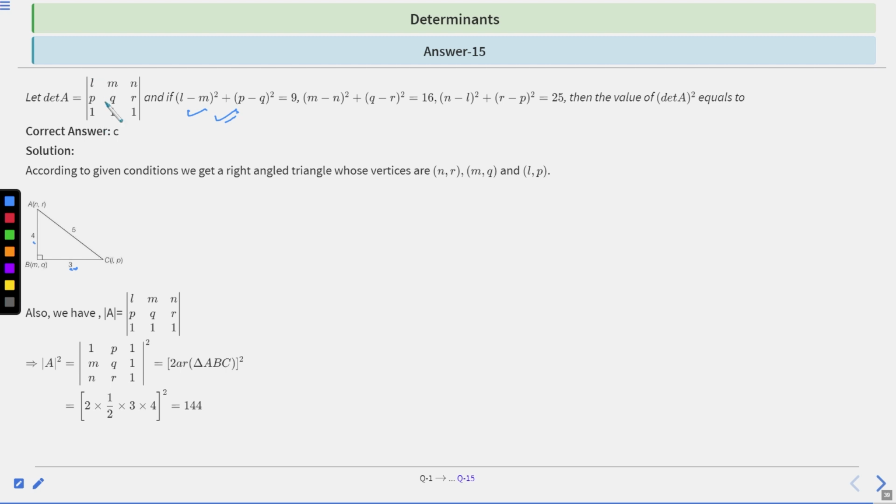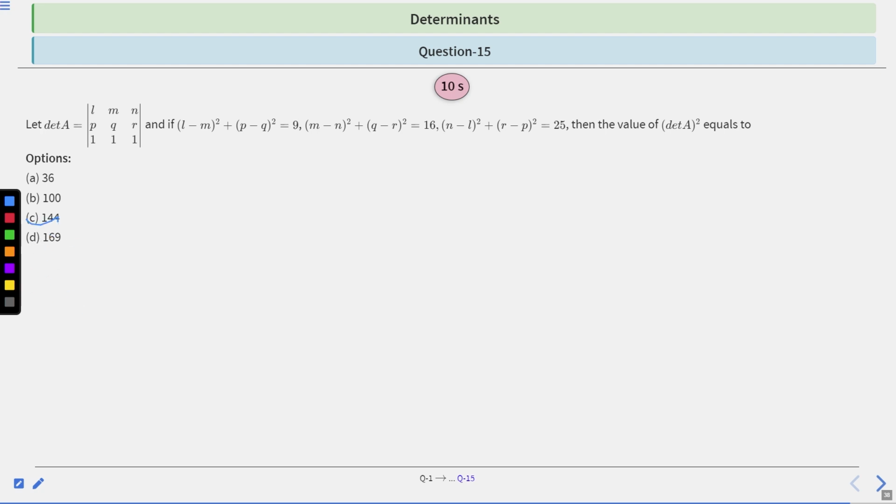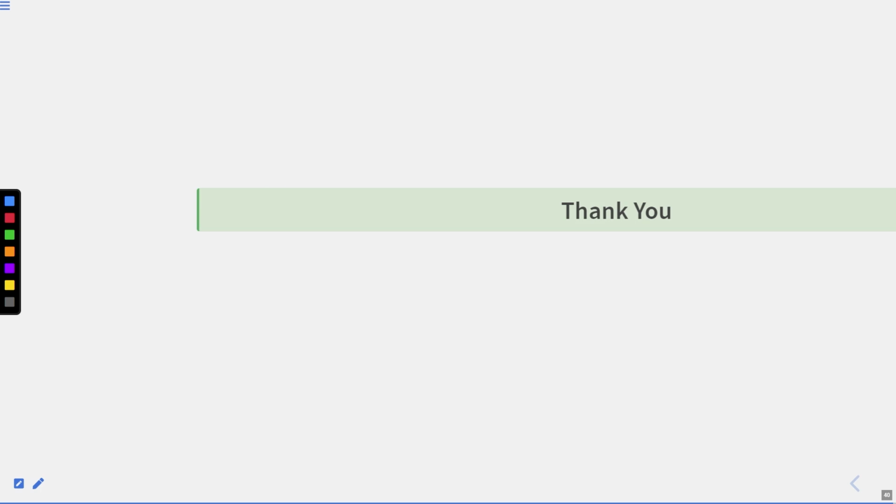Now we have to calculate the value of this determinant square. The determinant value of this is this one, and this determinant is basically twice the area of triangle ABC. The area of triangle ABC can be calculated as 1 by 2 into 4 into 3. So twice of 1 by 2 into 3 into 4, clear? Then squared, which is equal to 144. So I think option C is the right choice. 144. Clear? Okay. Thank you.